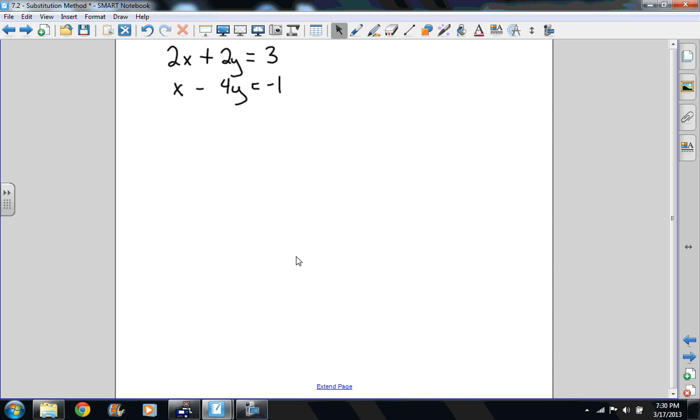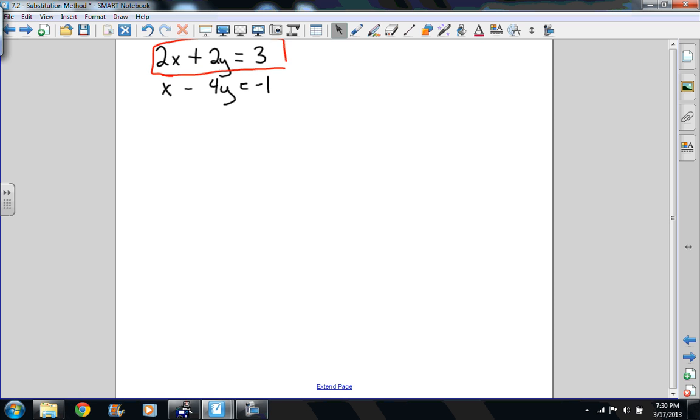You want to solve one of them for a variable. Doesn't matter which one. For the sake of argument, I'm going to do something a little different here. So let's do the top one, and I'm going to solve for x this time. So I'm going to rewrite this over here: 2x plus 2y equals 3. Solve for x, so I'm going to subtract the y over. So I get 2x equals -2y plus 3.